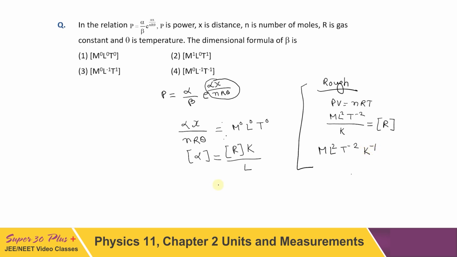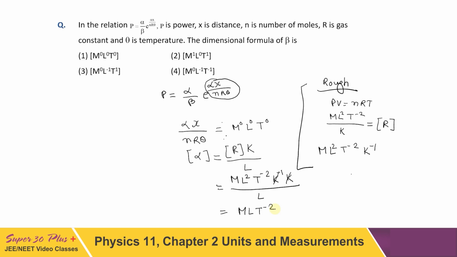Substitute this value here. For R, I am writing mL2 T minus 2 K minus 1. 1 K is already here. These two got cancelled. And then L. Again 1 L got cancelled, and finally we got mL T minus 2. So this is dimensional formula for alpha.